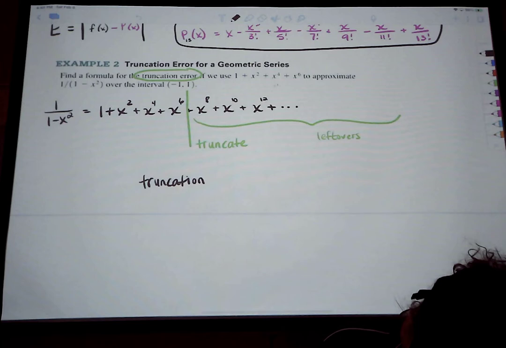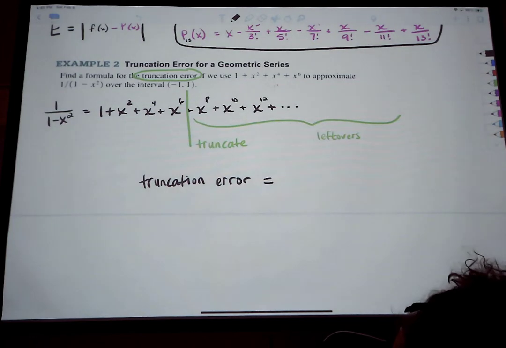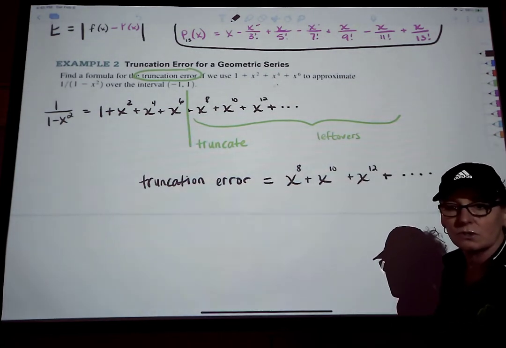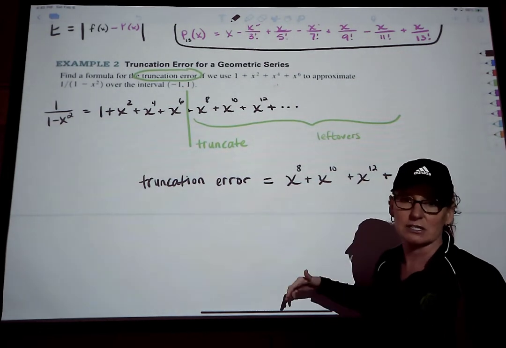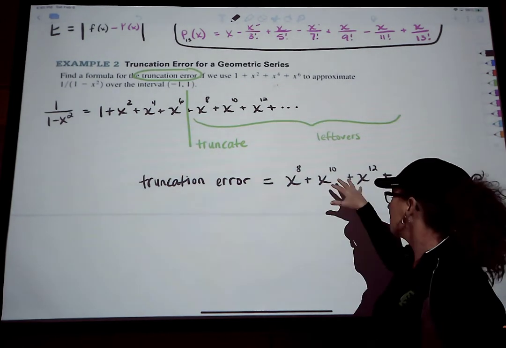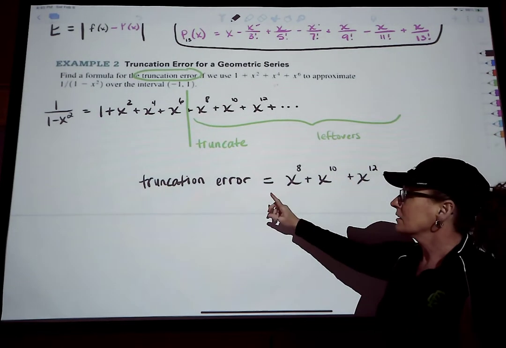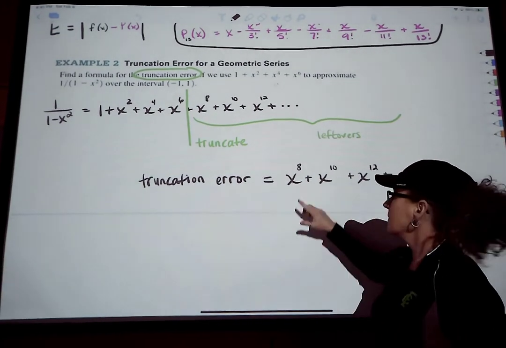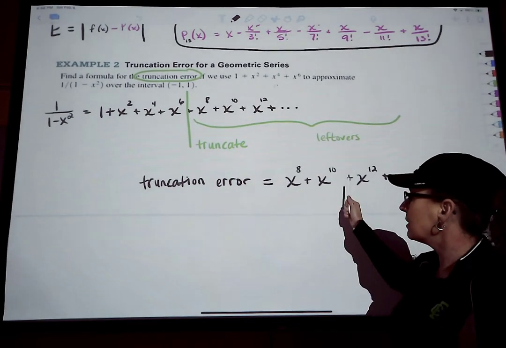So my truncation error for this geometric series is, just kidding, is that one plus that one plus that one, and on and on and on and on. It's a geometric series. How do I represent this new series that I just made? It's the sum. I'm adding everything. It's a series. How do I represent all of this? Well, this is my first term of everything that was cut off. This is my first term, and I'm multiplying by x squared every time. How do I write the sum of all of that?